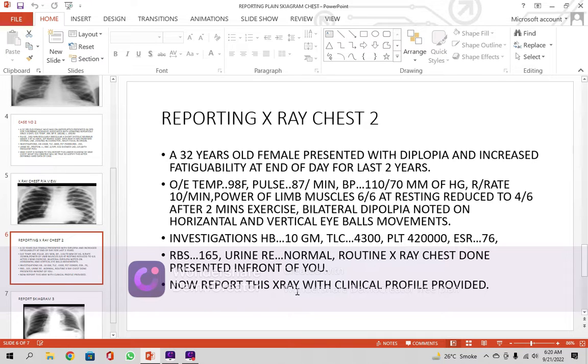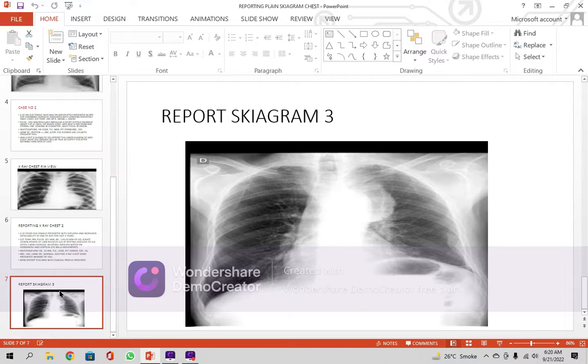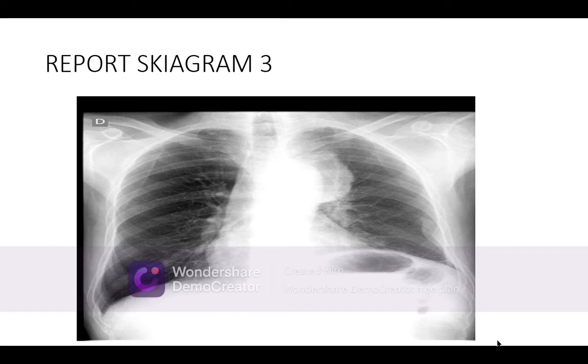Now report this X-ray with the clinical profile provided. This is how it should be given in an OSCE examination or a close examination; this should be the fashion. The clinical data is provided, and on the basis of this, the X-ray chest will be reported. Now I am reporting this chest. Now the report is as follows: were the requirements fulfilled or not?